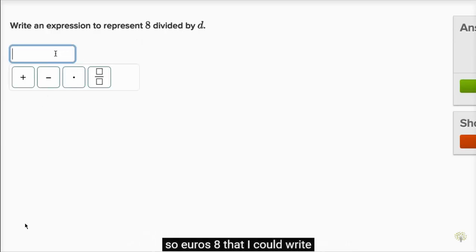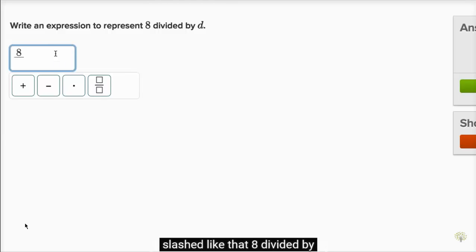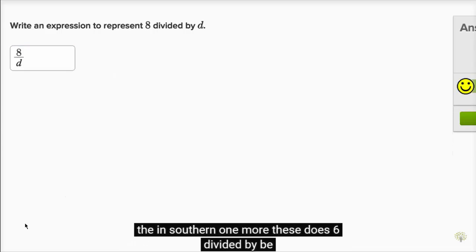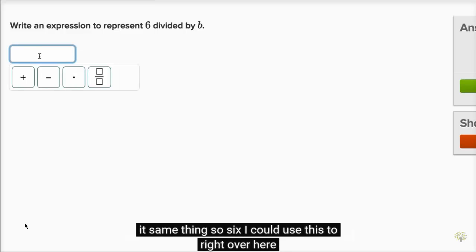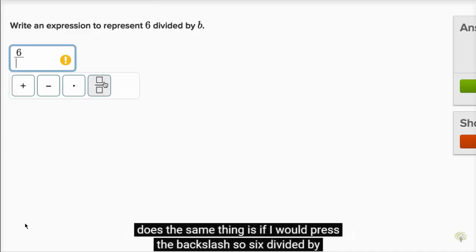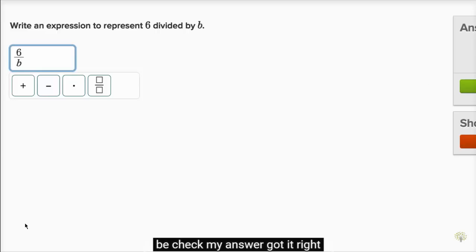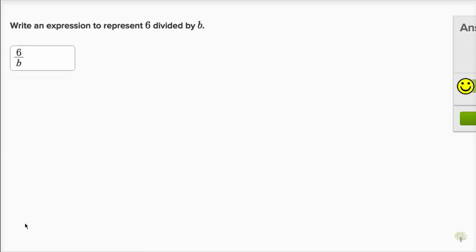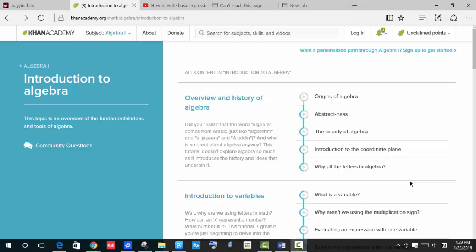Write an expression to represent 8 divided by d. You could write it as 8, and then I could write a slash like that, 8 divided by d. And there you go. Let me check the answer. I'll do one more of these. 6 divided by b. Same thing. So 6, I could use this tool right over here. It does the same thing as if I were to press the slash. So 6 divided by b. Check my answer. Got it right.